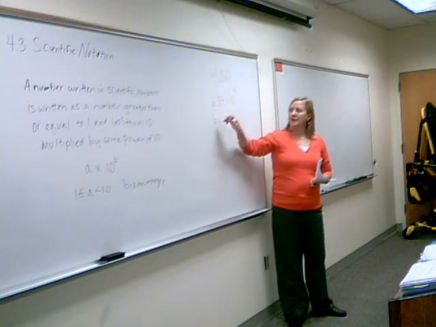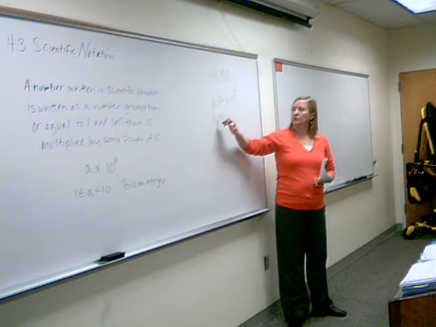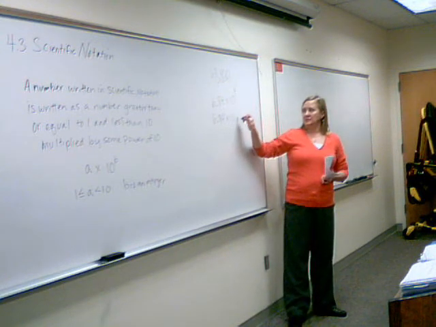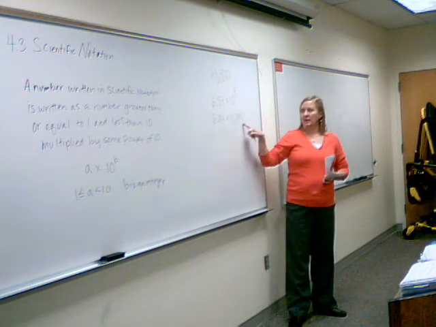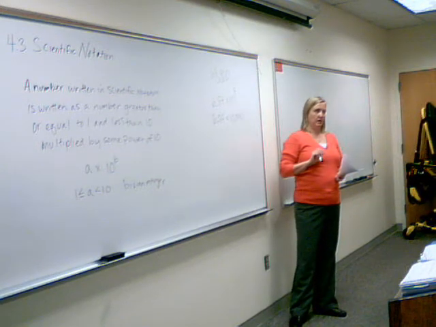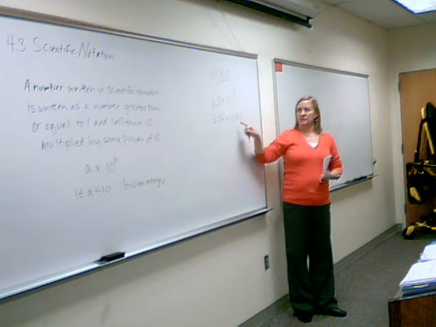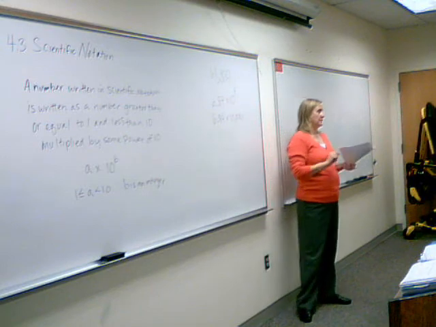Another way to think about it is 6.84 times 10,000. If you multiply that, you will get 68,400. And 10 to the 4th is just another way to write 10,000.